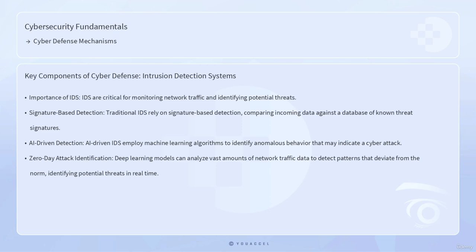AI-driven IDS have addressed these limitations by employing machine learning algorithms to identify anomalous behavior that may indicate a cyber attack. For instance, deep learning models can analyze vast amounts of network traffic data to detect patterns that deviate from the norm, thereby identifying potential threats in real time.